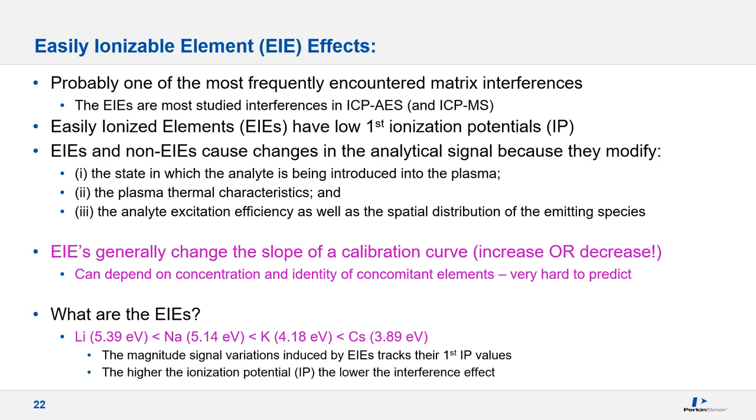Probably the most commonly encountered matrix interferences are those of the EIE, or easily ionizable elements. EIEs are elements with very low first ionization potentials, and they are one of the most studied matrix interferences in both ICP-OES and ICP-MS. EIEs cause changes in the analytical signal because they modify the state of the analyte, the plasma thermal characteristics, or the analyte excitation efficiency and spatial distribution in the plasma. In short, the presence of an EIE can change the slope of your calibration curve, leading to an incorrect result if your sample matrix differs significantly from that of your calibration. The most commonly encountered EIEs are lithium, sodium, potassium, and cesium. Their interference effect is generally proportional to their ionization potential, which is highlighted in the magenta text on the slide.